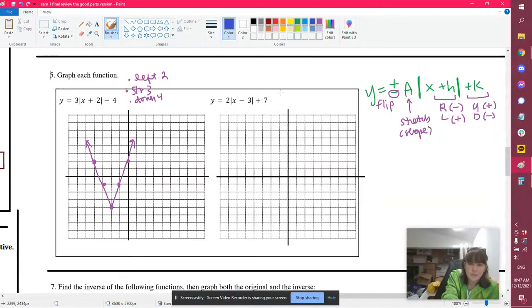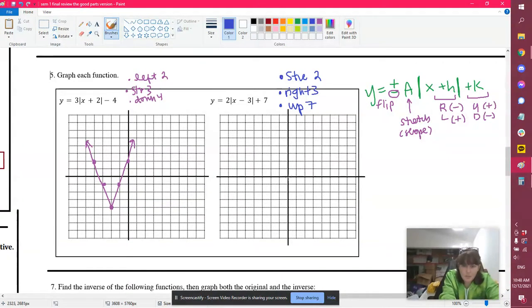Let's do it again. Here, I'm moving right by 3 because the number inside is negative. I'm moving up by 7 because the number in the back is positive. And I'm stretching by 2 because my A term is 2.